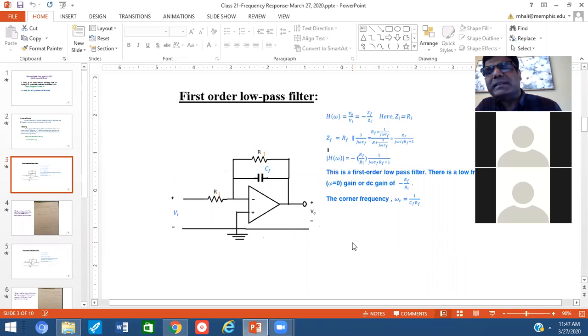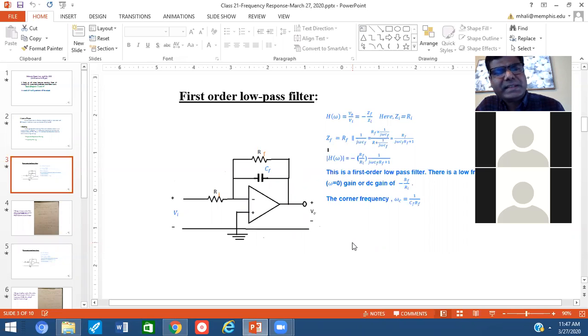So you see that third equation, everybody see that denominator, j omega Cf Rf part. If you put the omega value 1 over Cf Rf, then you are getting 1 plus j1. You know 1 plus j1 means that is root 2. Therefore 1 over root 2 will give you 0.707. That's why the corner frequency omega C is 1 over Rf multiplied by Cf.